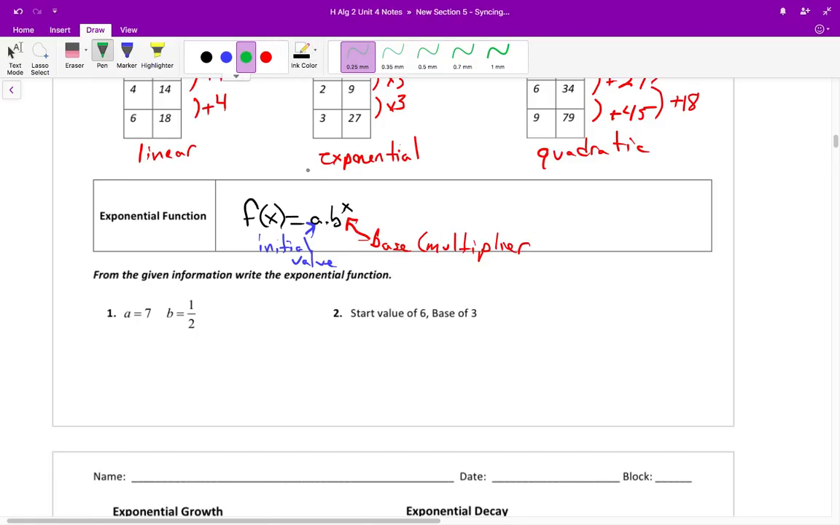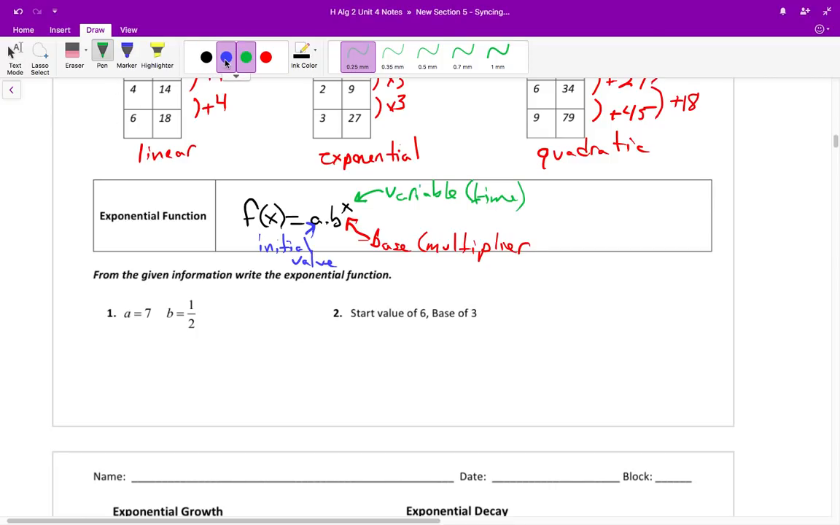Now, lastly, you've got your variable here. Your variable, notice, is an exponent. This is going to oftentimes, as the variable, represent time. Not always, but often. And those are your pieces of an exponential function.